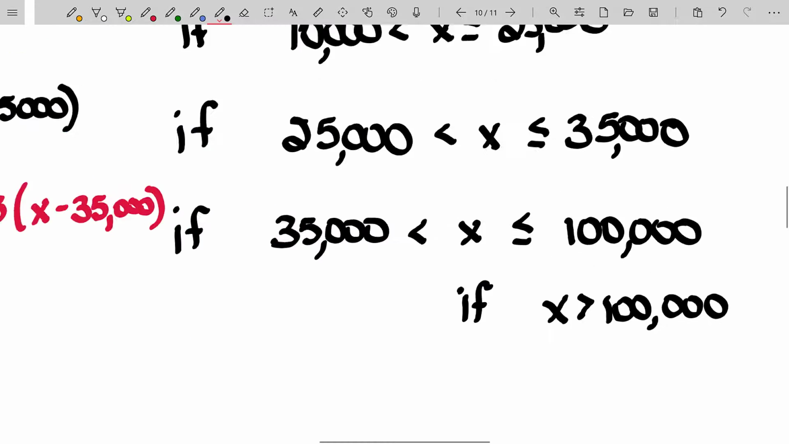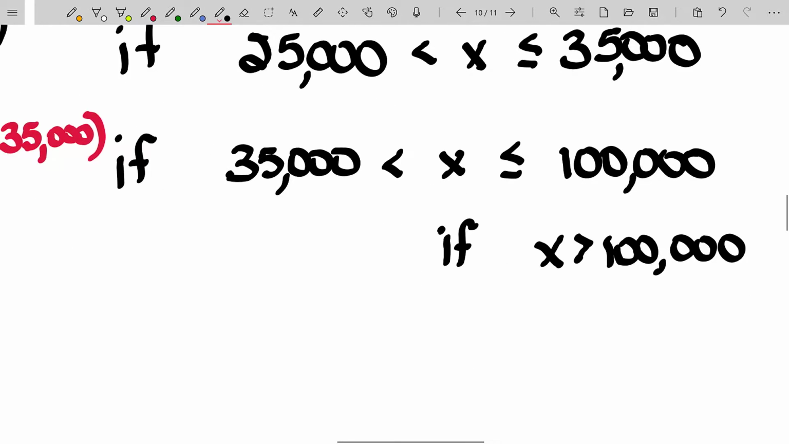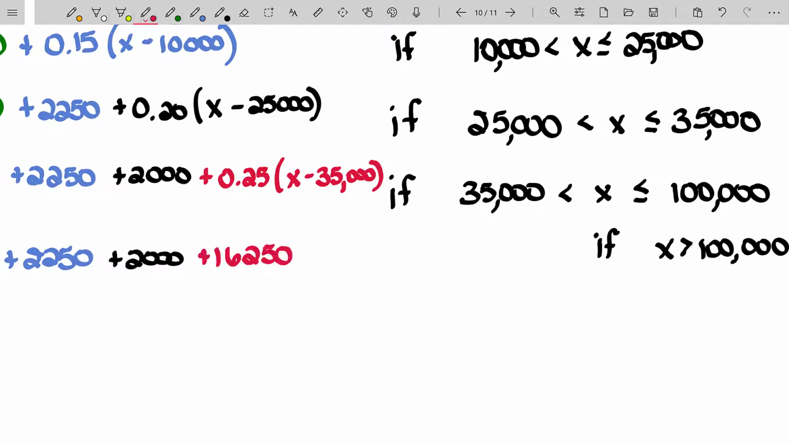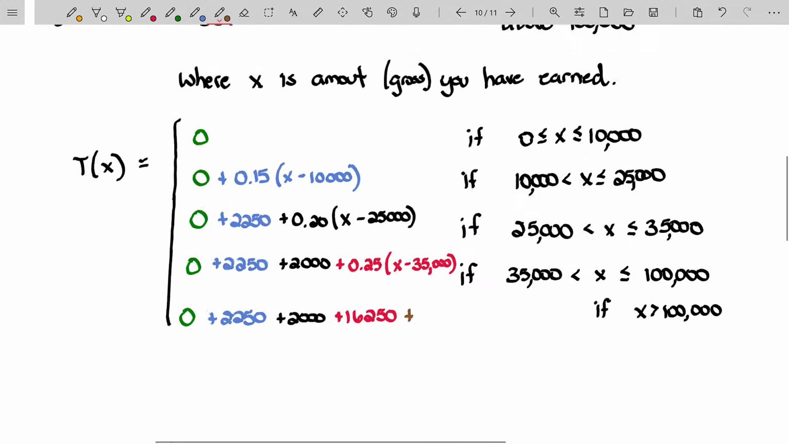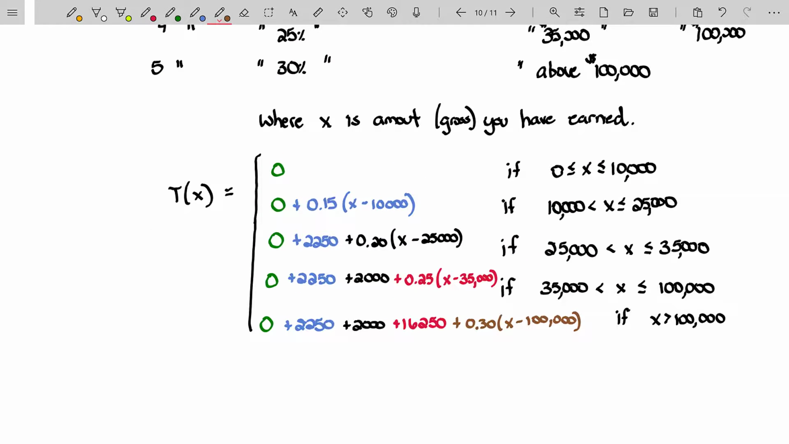And now we have to compute how much money did we earn at the 25% level. We're earning above $100,000, so it looks to me like $65,000 were earned at the 25% level. And 25% times $65,000 is $16,250 at that level. And now we just include one more plus for this last tax bracket, which is a 30% bracket, and it's for every dollar above $100,000 that we earn. And this is the piecewise-defined function for our fictitious tax system.